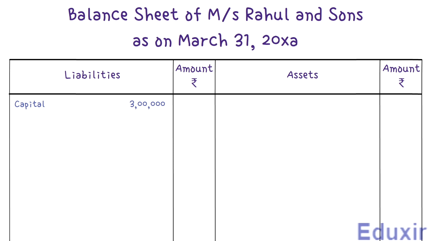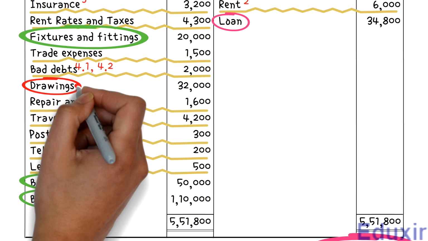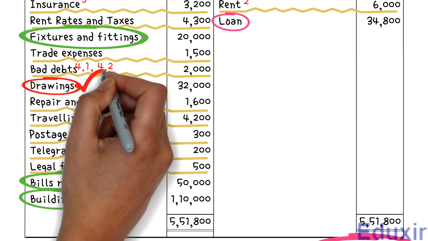Now, there is something that you should remember. Whenever there is capital, we should always look for any drawings. The capital and drawings should go together. So, from the trial balance, we see that the business owner has made drawings worth 32,000 rupees.